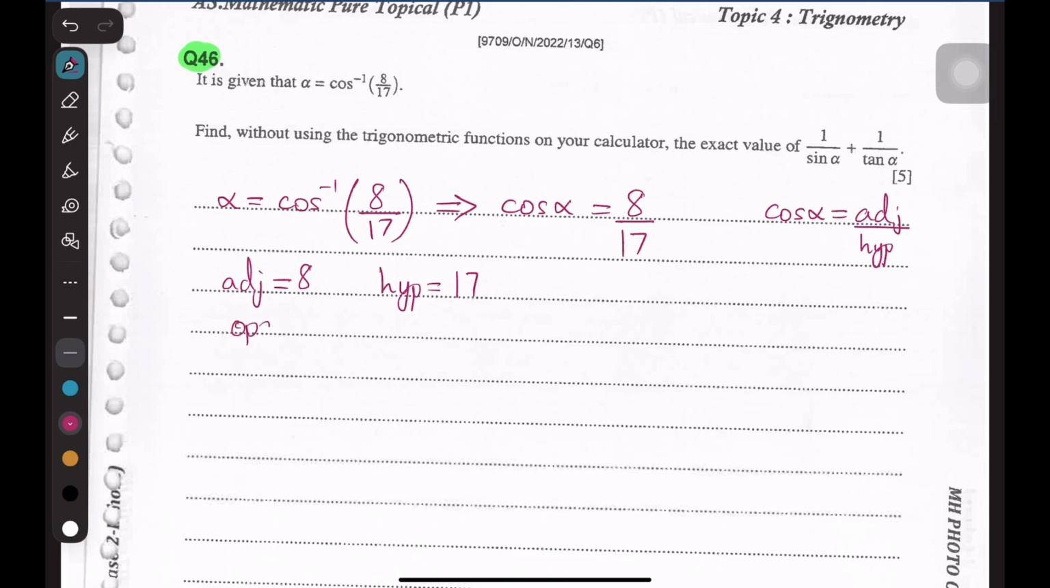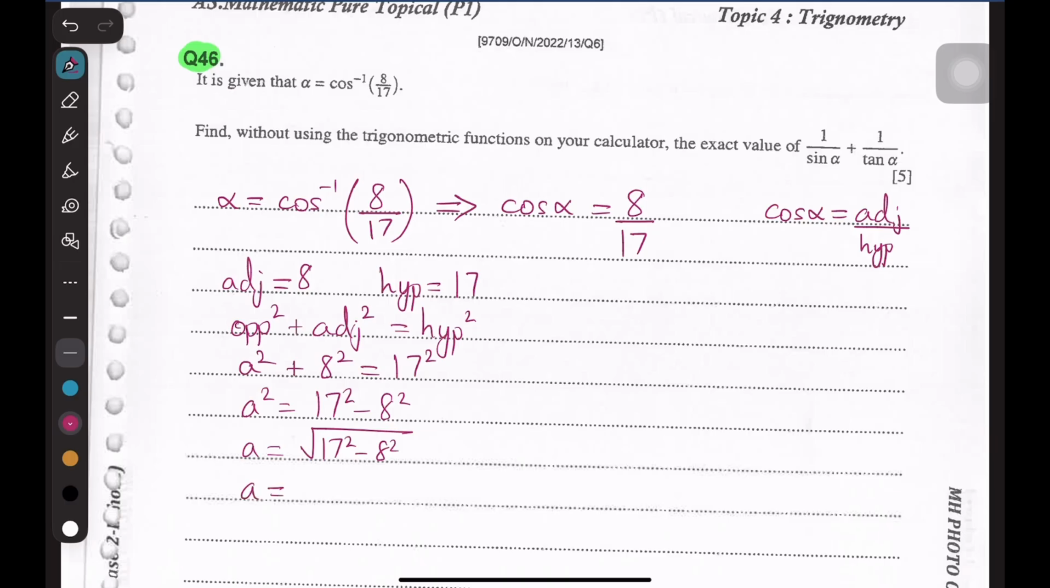So opposite square plus adjacent square equals hypotenuse square. So we have opposite square, we don't know, let's say it's a square, plus adjacent is 8, and hypotenuse is 17. So a square equals 17 square minus 8 square. A equals square root of 17 square minus 8 square. So I'll just check what that is. A, which is the opposite, equals 15.